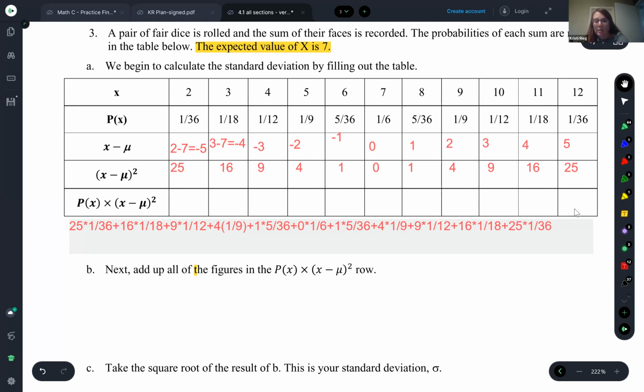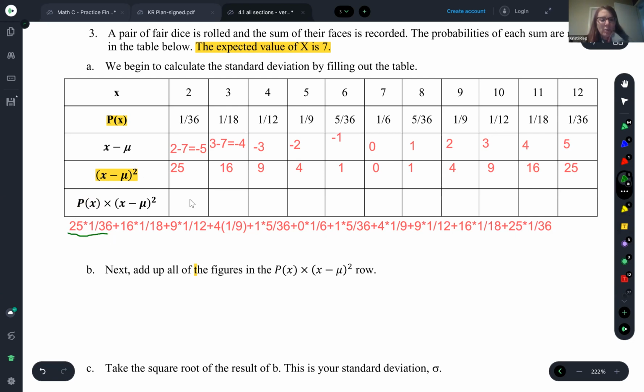Now I was not able to fit this next part in this box, but just like we did earlier, we are going to multiply. In this case, we are multiplying the probability times the difference. That is the fraction row, the fraction row probability times that difference squared. So I did 25 times, that's not what I meant to highlight. I'll just try to underline it. 25 times 1/36.